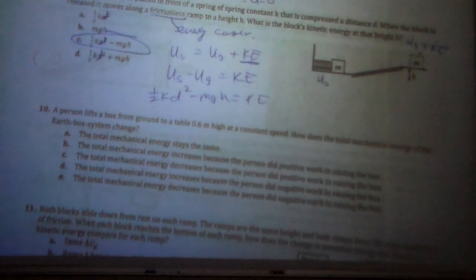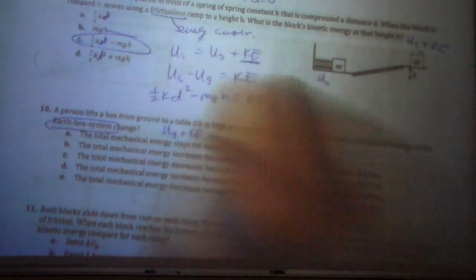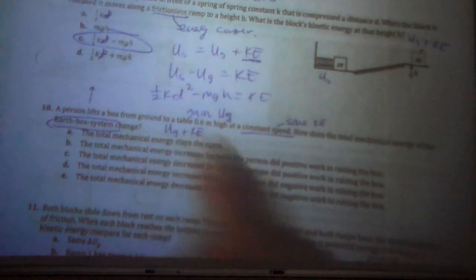A person lifts a box from the ground to a table at a constant speed. So constant speed means you're getting the same kinetic energy. How does the total mechanical energy of the Earth-box system change? So that means I'm talking about UG and kinetic together. I know the kinetic stays the same, but this is lifting up, so that would be gaining UG. So if I'm gaining UG and keeping the same kinetic, that means overall you're gaining energy.